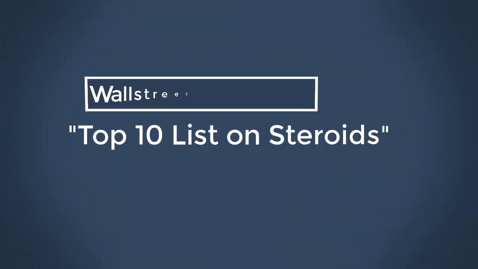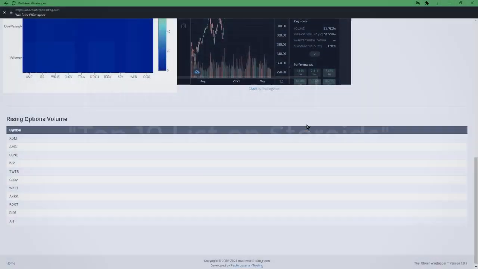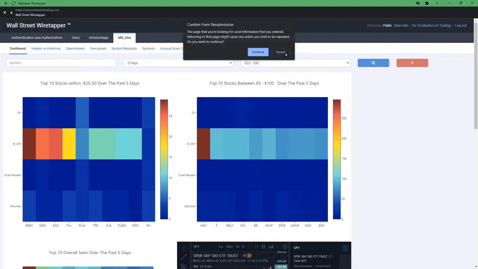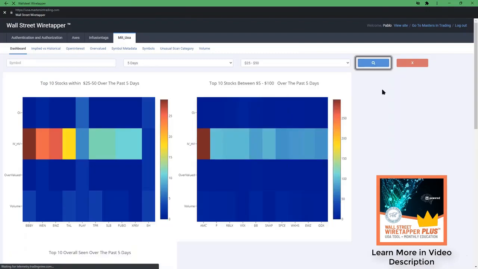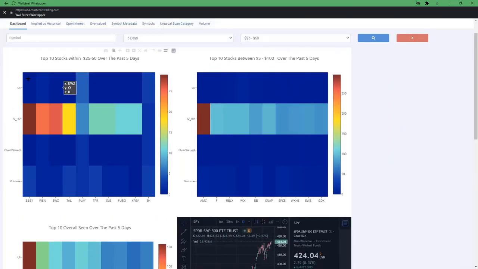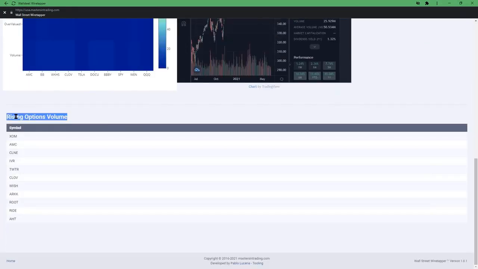the names that Wiretapper has been producing lately. By the way, if you have not gone to Wiretapper within the past hour, I suggest you do, and you log in, because it's been modified a little bit so that the layout is a bit better, and we also got this new section here at the bottom with the rising options volume.